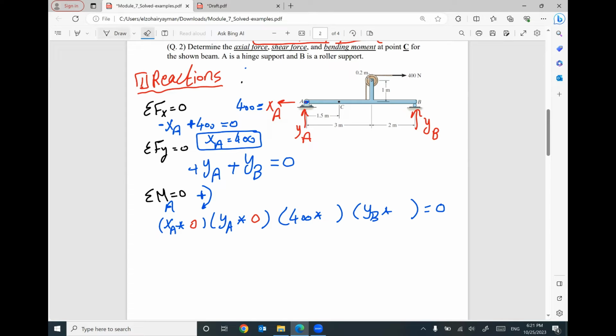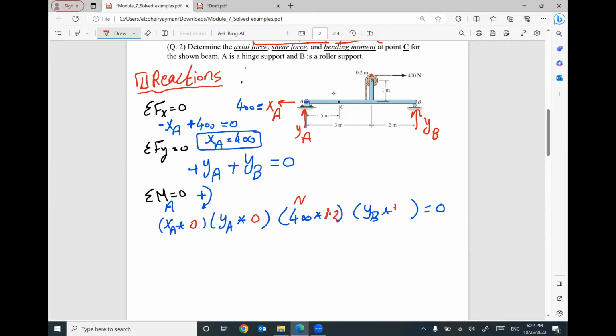Can you write it in the chat? Anybody can tell me this 400 Newton will be multiplied by what? Thank you, Angel. Yes, this force is located at this top. Since this force is in a horizontal direction, your distance will be in a vertical direction. So the vertical distance between this position and this position will be 1 meter plus 0.2, the radius of this circle, so it will be 1.2 meters. It's not 1 meter, it's 1.2.